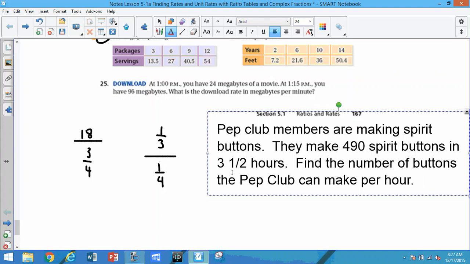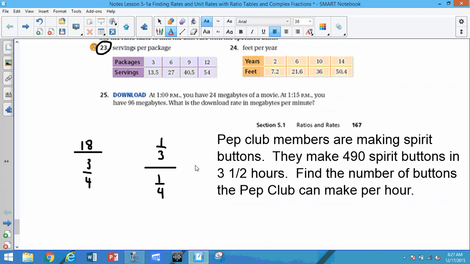Okay, so now you're going to create that complex fraction problem as a rate, and then you're going to simplify it to make your unit rate. Okay, so you have those four problems: number 23, then 18 over 3/4 and 1/3 over 1/4, and then this word problem to solve. Okay.